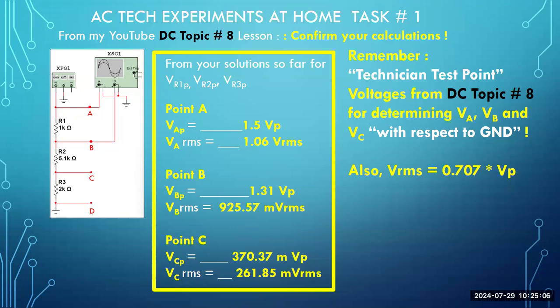At point B, we calculate 1.31 volt peak, and we measure 925.57 millivolts RMS. At point C, we calculate 370.37 millivolt peak, and RMS is 261.85 millivolts RMS. Double check these and see if they are what you have.